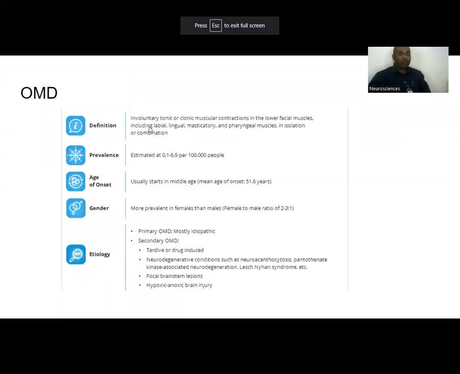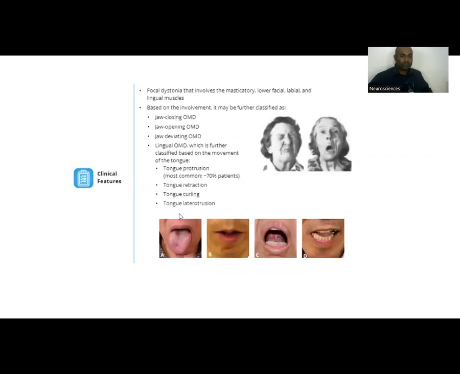So coming to the next focus, oromandibular dystonia. There are tonic or clonic movements, contractions in the lower facial muscles, including labial, lingual, masticatory, pharyngeal muscles, in isolation or combination. It starts in middle age, the 50s, and is more prevalent in females. Primary is mostly idiopathic, secondary can be in tardive or neurodegenerative conditions like neuroacanthocytosis, PKAN, focal brainstem lesions, hypoxic injury.